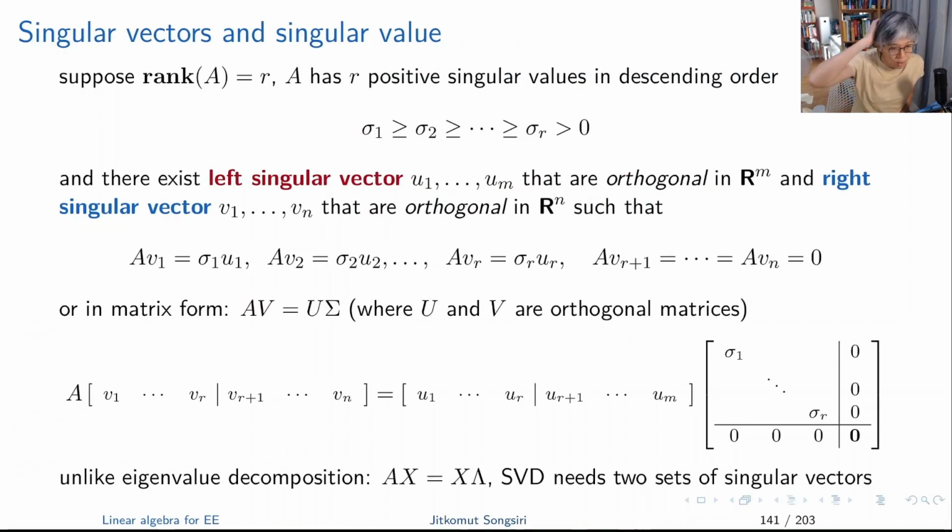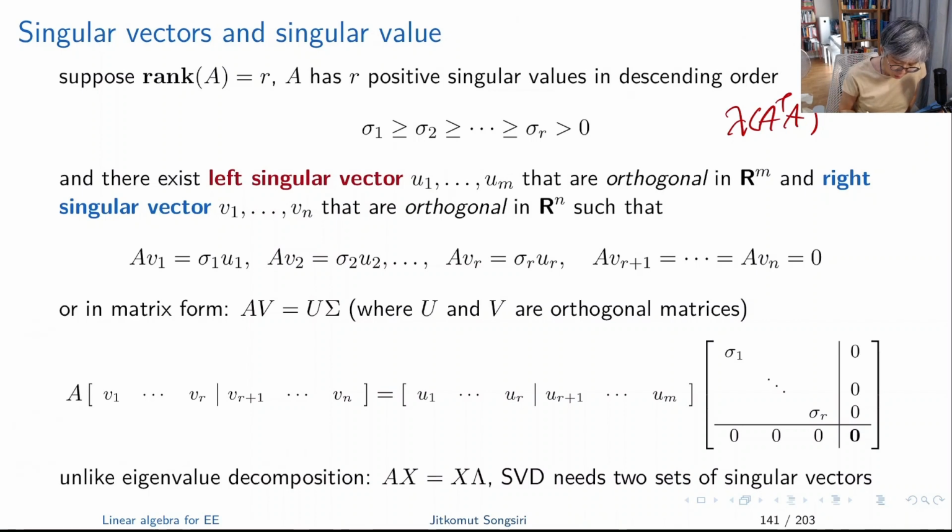How can we prove such a decomposition exists? We're going to start with some assumption on A. Let's suppose that the matrix A has rank R and has R positive singular values in descending order. I'm going to show later that these singular values can be calculated as the eigenvalues of A transpose A. But let's just assume that such a decomposition exists.